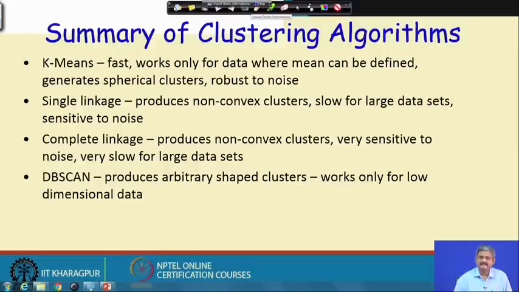Single linkage provides non-convex clusters if that is the natural clustering; it can also provide spherical clusters. But it is sensitive to noise and slow for large data. Complete linkage is also non-convex and sensitive to noise. It is much slower than single linkage, but it produces very good quality elongated clusters if required. And DBSCAN provides density based clusters, so you can get any shape. But because of the k nearest neighbor density estimation, it will only work when the data dimension is low, less than 4. So usually it works for spatiotemporal data.